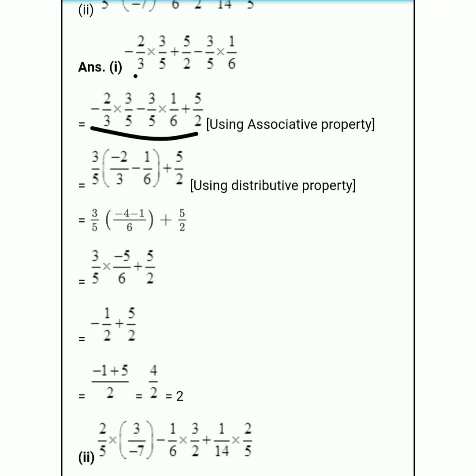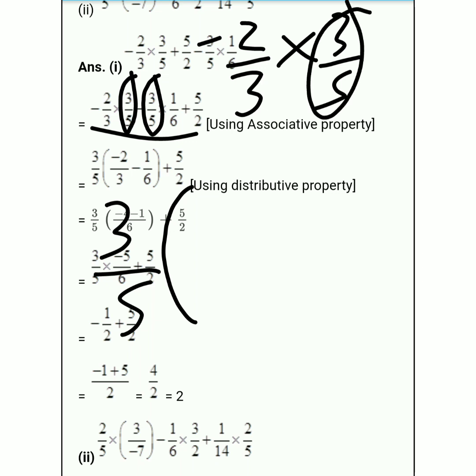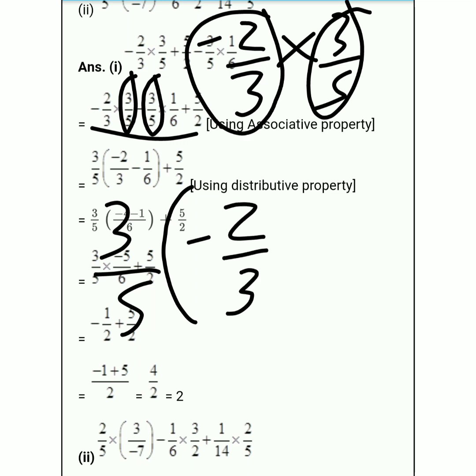Now 3 by 5 is present in both terms, so I can take it common. In the next step I take 3 by 5 as common. If I take 3 by 5 as common, then what is remaining? Our first term is minus 2 by 3 into 3 by 5, but I take this 3 by 5 as common, so what is remaining is minus 2 by 3.